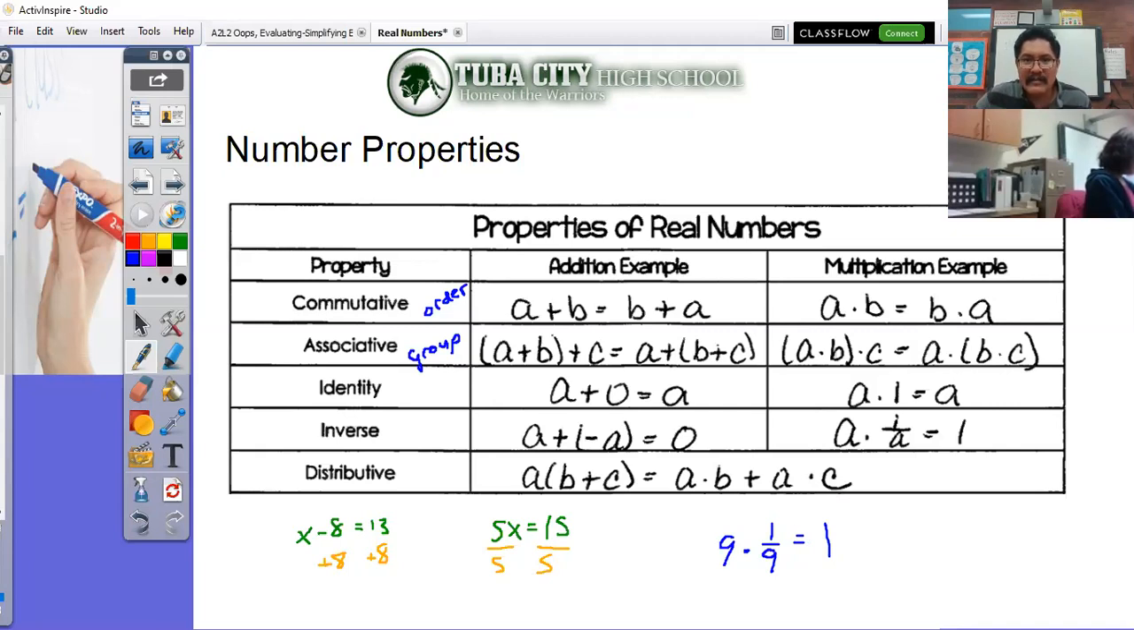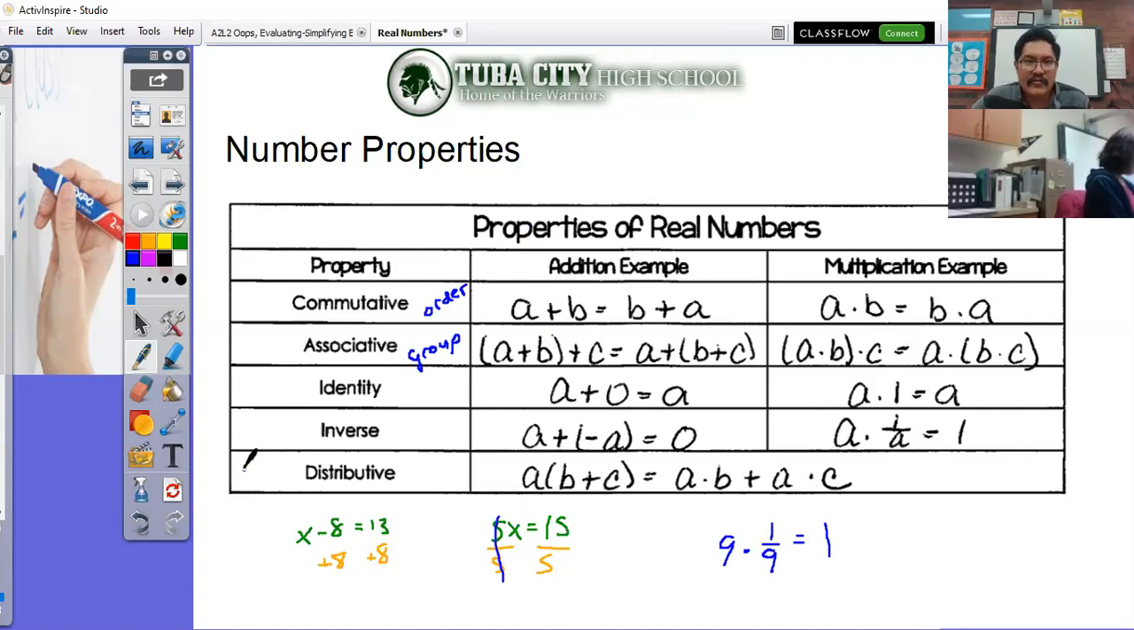And again, this is a property that you use all the time, because if you take 5 divided by 5, that will cancel out, leaving x by itself. Well, not really by itself, because 5 divided by 5 is 1, and 1 times anything is that same number. So you've already used the identity property and the inverse property in one problem. And again, you've been using this your entire life. You probably never knew it.